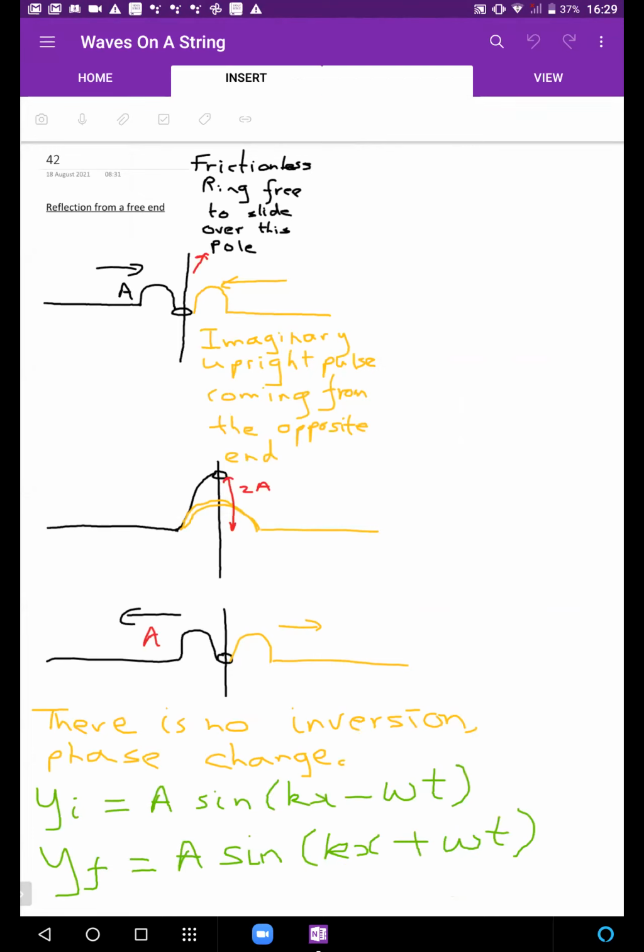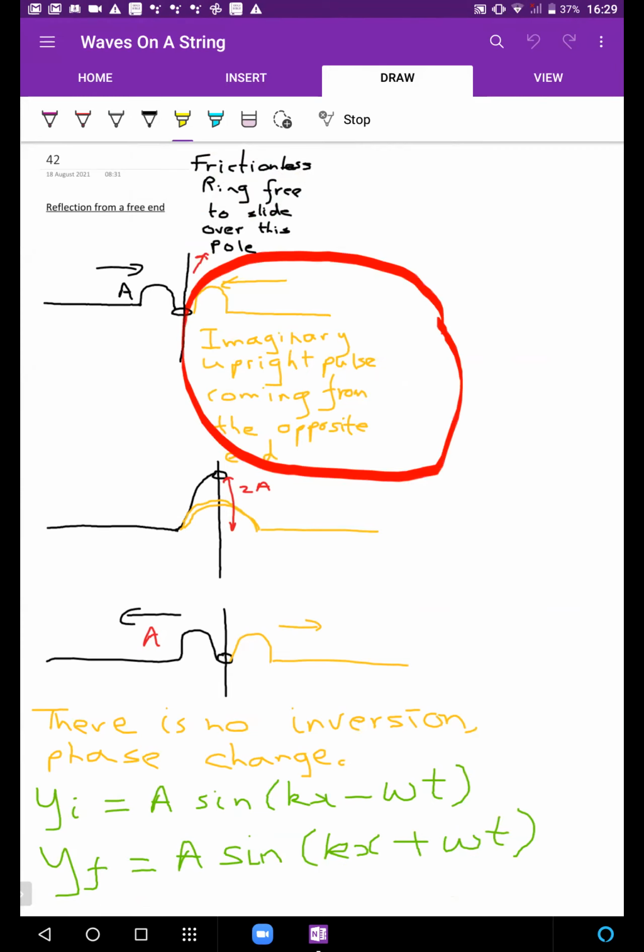And you can imagine reflection from a free end as an imaginary upright pulse coming from behind the pole, and it's upright. Okay? And this flows over to that side, and that flows into this side. You can just imagine it in that manner. That's how it actually behaves throughout this entire motion.